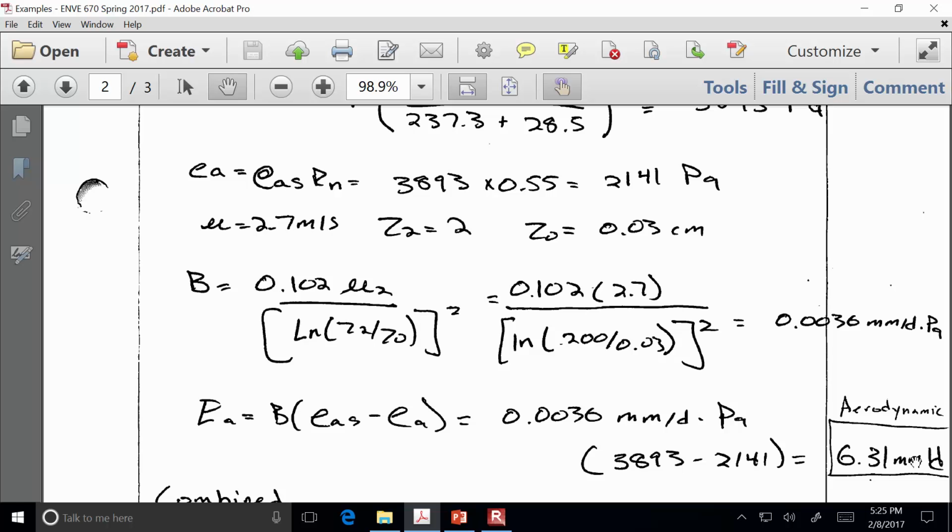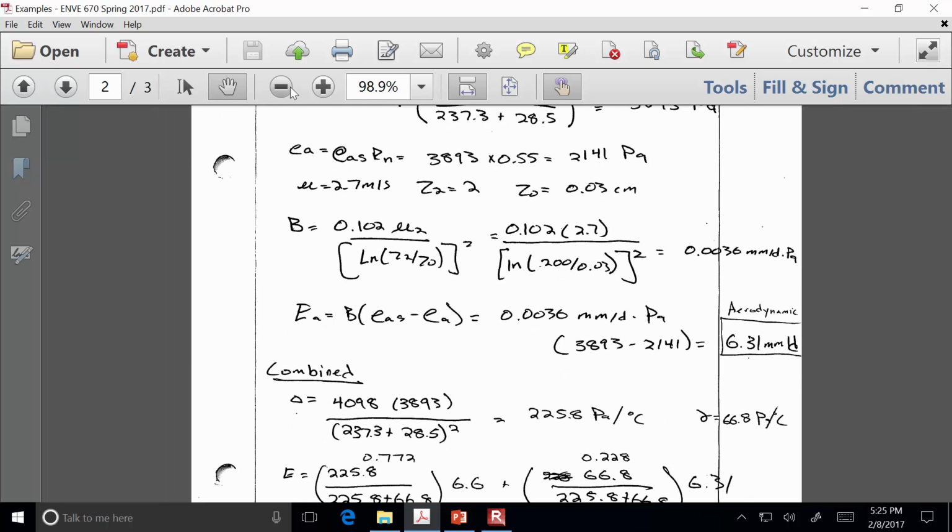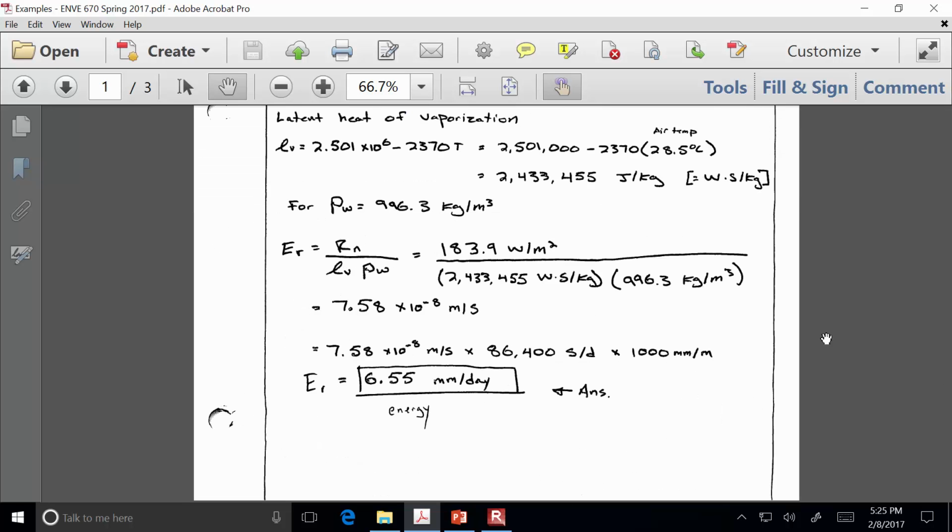All right. So Tyler's question was about, is this happening at the same time? And the answer is yes, that this is simultaneously a windy day and a sunny day. And so both of the things that we need for evaporation are happening simultaneously. But you can't have two different amounts of evaporation because aerodynamics says it's going to be 6.31 and energy says it's going to be 6.55.